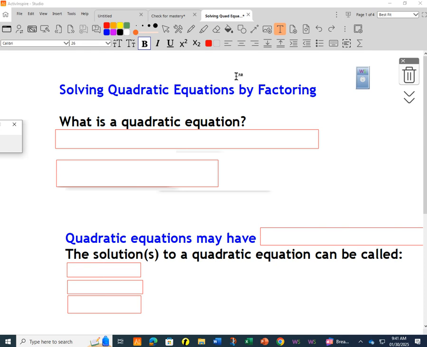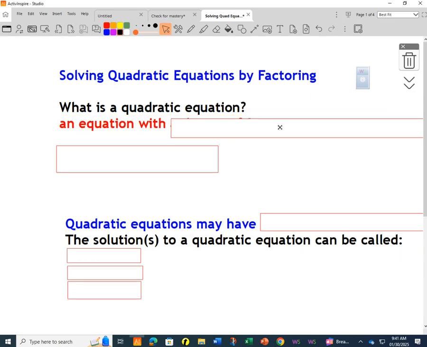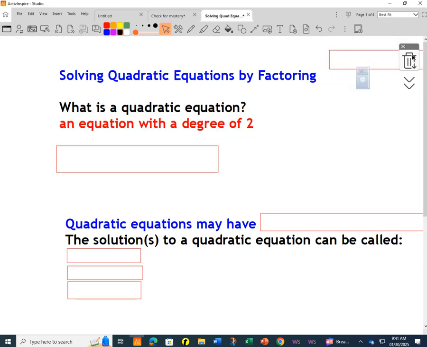So a quadratic equation is an equation that has a degree of 2. If you remember what degree means, that means the exponent on any of the variables can be no bigger than 2, right? So the greatest exponent has to be 2 to be a quadratic equation. So you learned earlier in the year, we reviewed and learned again about solving linear equations.